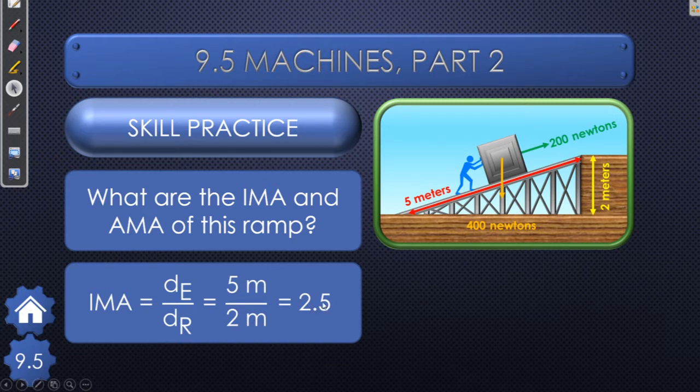What that means is if there was no friction at all, then this ramp would make it 2.5 times easier to push the box up the ramp than it is to just lift the box straight up.